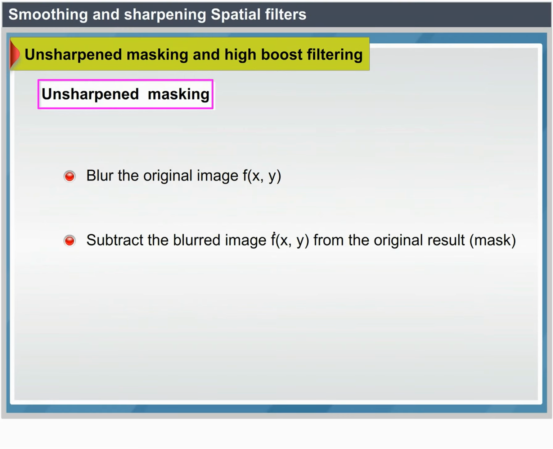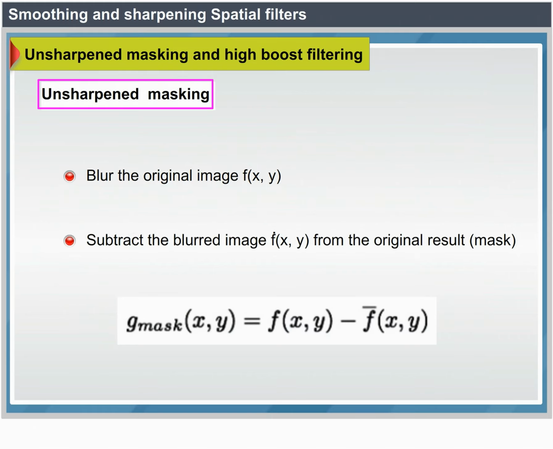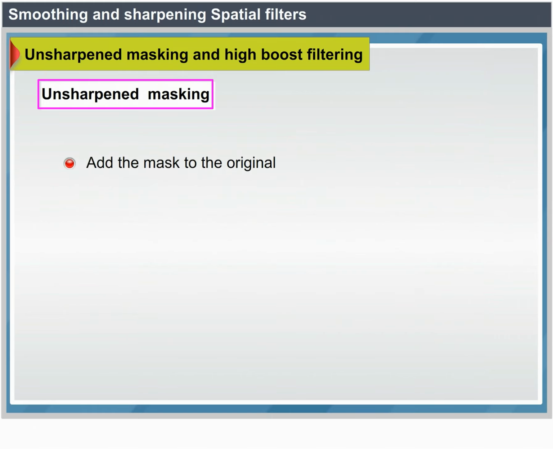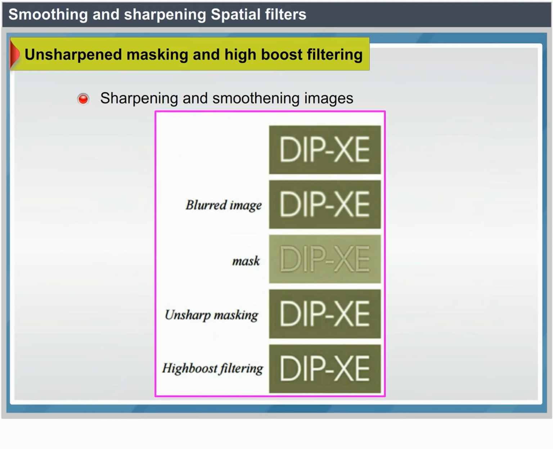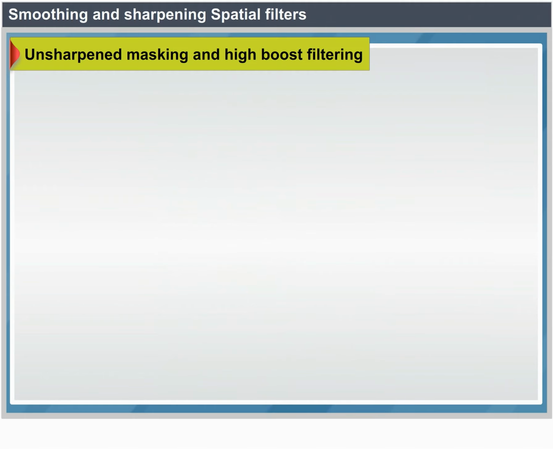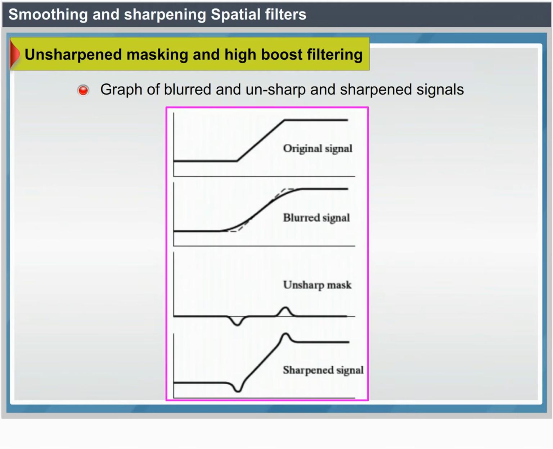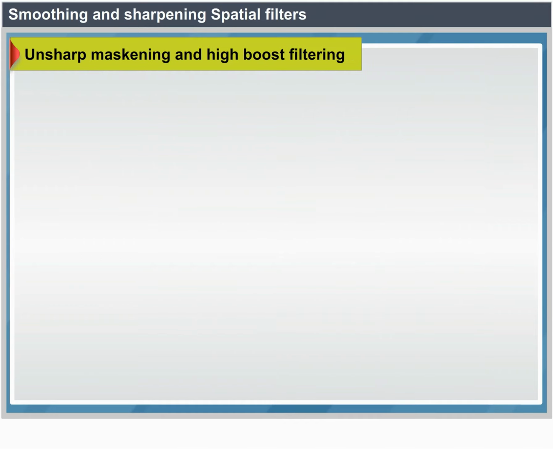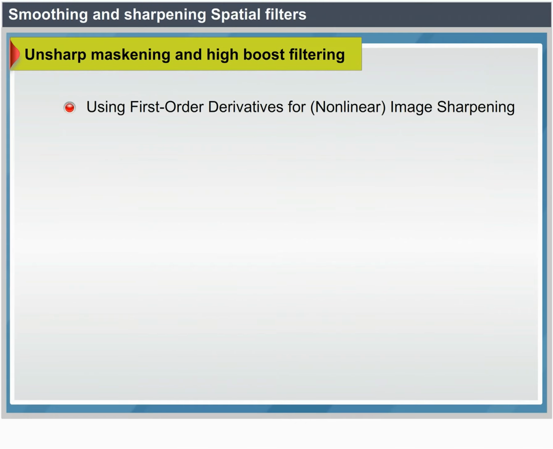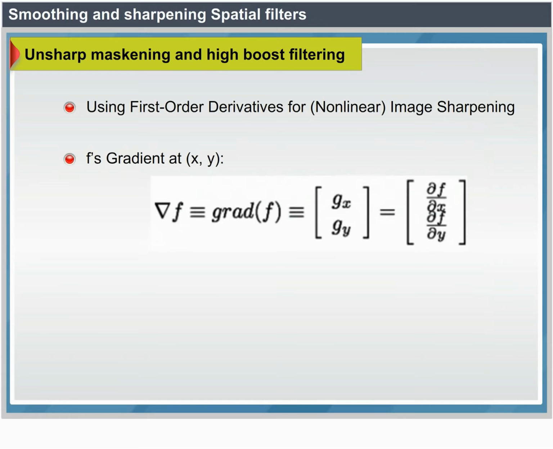Using first-order derivatives for nonlinear image sharpening, the gradient of f at x, y equation is as shown on screen. This vector points in the direction of the greatest rate of change of f at location x, y. The magnitude of the gradient of f is as shown on the screen. M of x, y, with x and y varying over all of f, is called the gradient image. Note, the gradient is a linear operator but not rotation invariant, not isotropic. The magnitude is not linear but is isotropic.